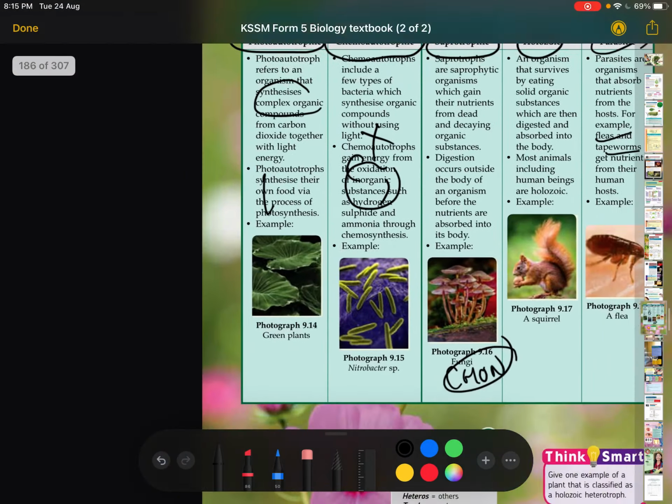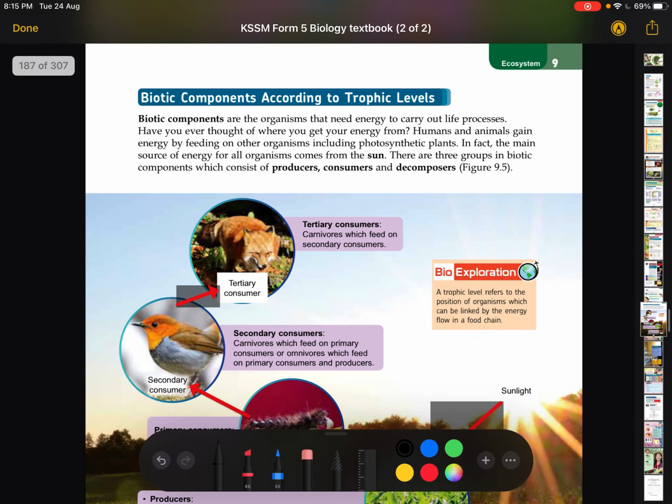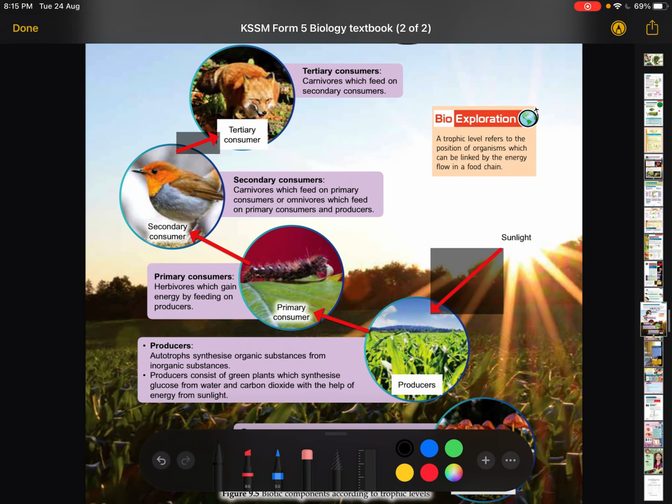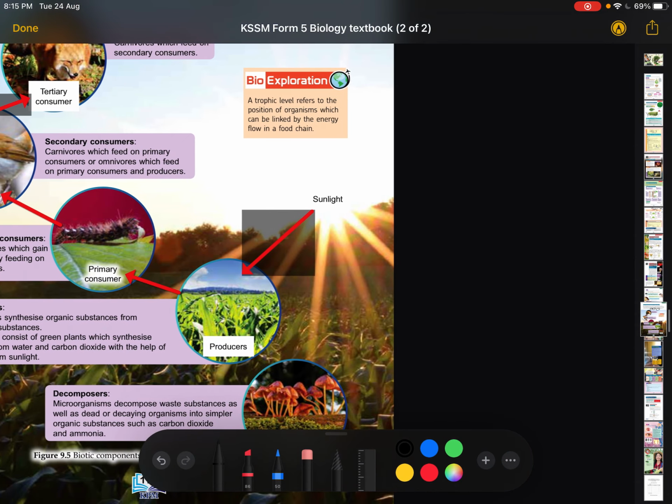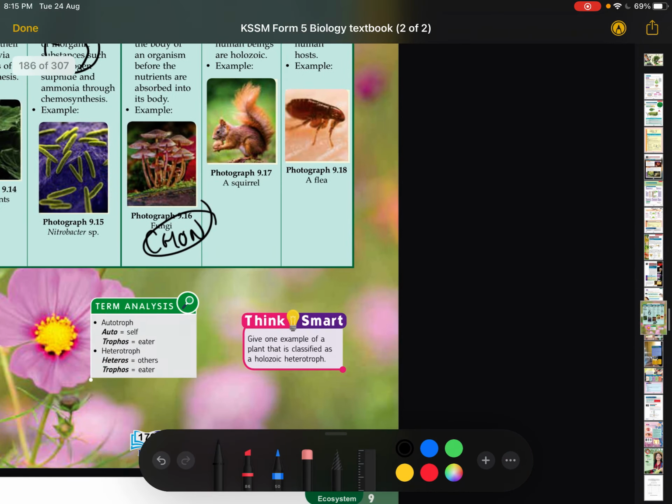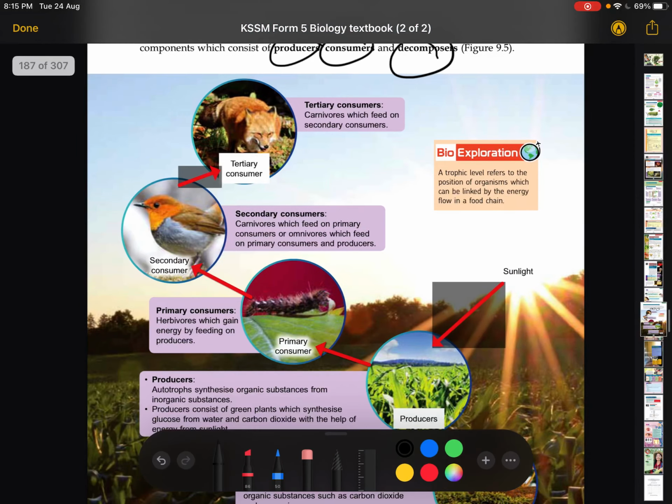Okay, next is how about biotic components? We talked about abiotic components, and then we talked about nutrition. So how about biotic components? There are three types: producers, consumers, and decomposers. So it all starts with the sun. The producers generate their food through the sun, because chemoautotrophs are usually those small organisms that do not do much.